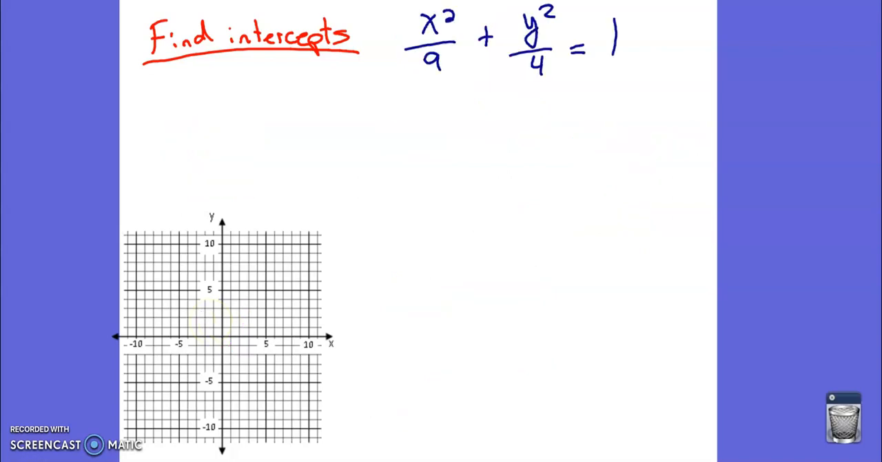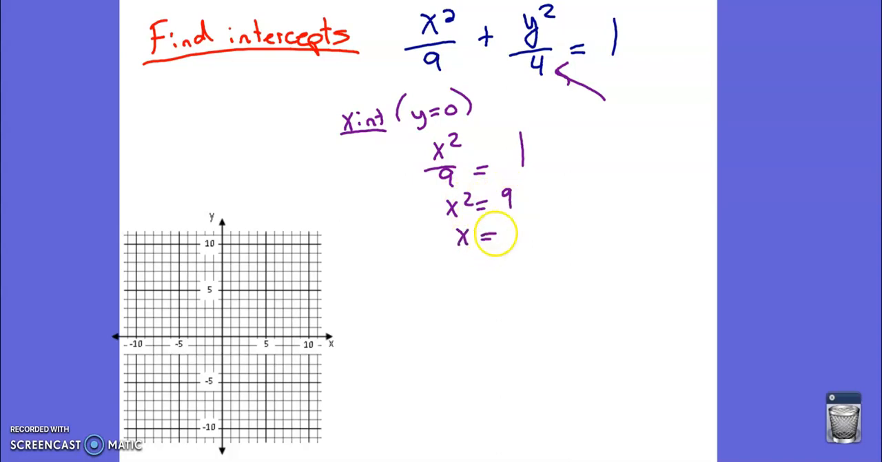So let's look at it this way. If we wanted to find the x-intercepts and the y-intercepts for this, to find the x-intercepts, we're going to set y equals 0. That's going to give us x squared over 9 equals 1. That all goes to 0 if we set y equals 0. And then that's going to give us x squared equals 9 and x equals plus or minus 3. So those are my two intercepts, 3, 0 and negative 3, 0. Those are the two x-intercepts for this. And again, if I wanted to graph it, 3, 0 and negative 3, 0.